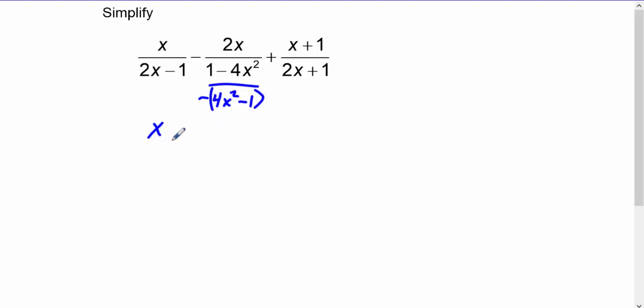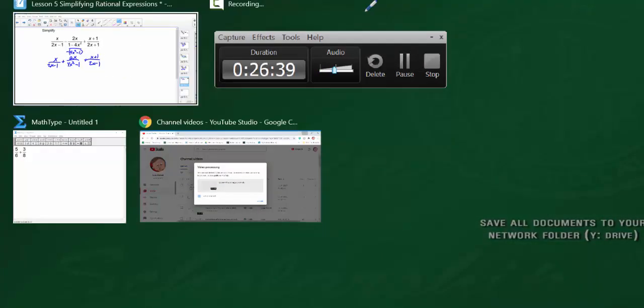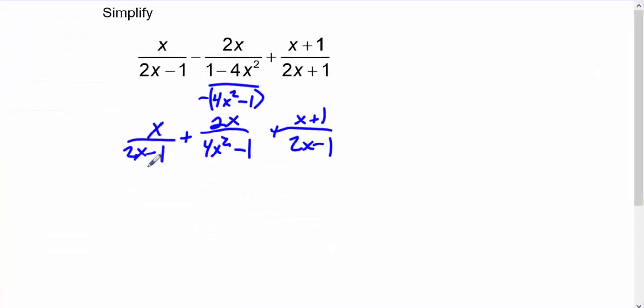And now I'm going to rewrite my whole problem. So I've got x over 2x minus 1. This is a negative, and that's a subtraction. A negative times a negative is a positive. So this changes into an addition of 2x over 4x squared minus 1. And then this is plus x plus 1 over 2x minus 1. You don't have to do it this way, but I think it saves a lot of problems in the end. So we will take and factor.